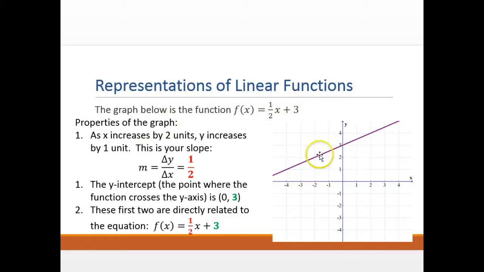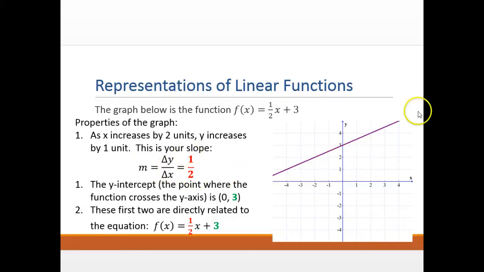So let's look at the properties of the graph. We look at this graph. As x increases by 2 units, we notice that y increases by 1 unit. So if I come across here, I go over 2 units and up 1 unit, I hit the graph again. Again, if I start here, go over 2 units, up 1 unit, I hit the graph. This constantly repeats itself. So we do know that over 2 from left to right is a delta x of 2. Up 1 is a delta y of 1. So we know our slope is delta y over delta x. So this tells me m is 1 half.